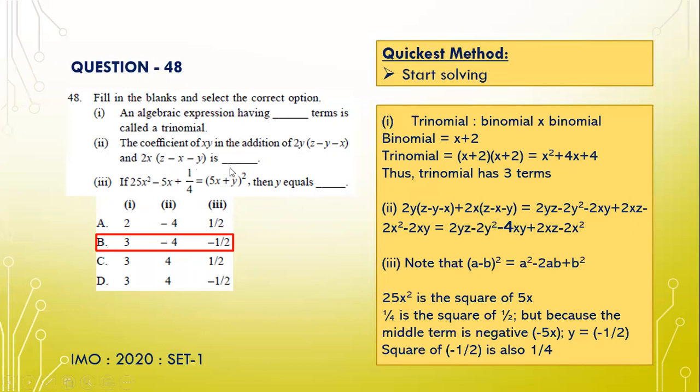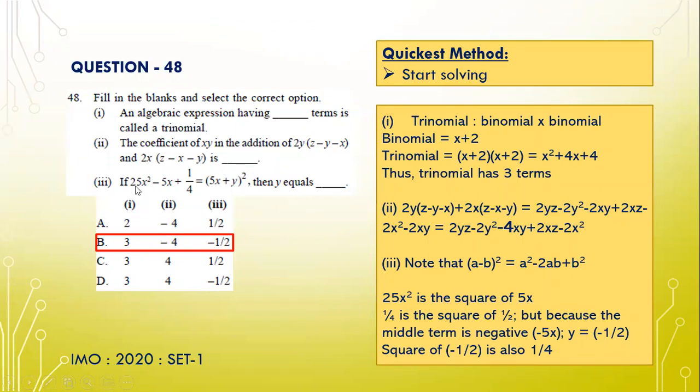And then the coefficient of xy in the addition of 2yz minus y minus x and 2xz minus x minus y is, so you add. So 2yz minus y minus x plus 2xz minus x minus y. So 2yz minus 2y square minus 2xy plus 2xz minus 2x square minus 2xy. Again, what will get cancelled? Okay, nothing will get cancelled. So 2yz minus 2y square minus 4xy plus 2xz minus 2x square. So coefficient of xy is minus 4.